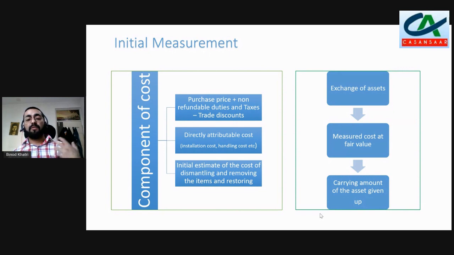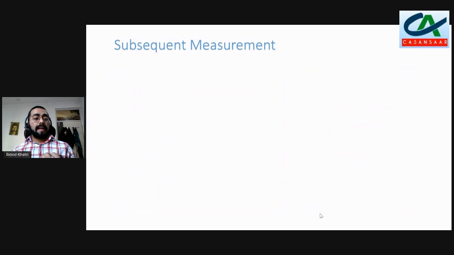For example, after 1 year we want to replace that AC which was capitalized at 30,000, and the carrying amount after 1 year, after depreciation and all that, is 25,000, and we are replacing that AC with another AC. Then we need to capitalize the new AC at 25,000, which is the carrying amount of the asset given up. Asset given up means we are giving that asset in exchange for another asset, so the new asset will be capitalized at the carrying amount of the asset given up. That is the initial measurement.